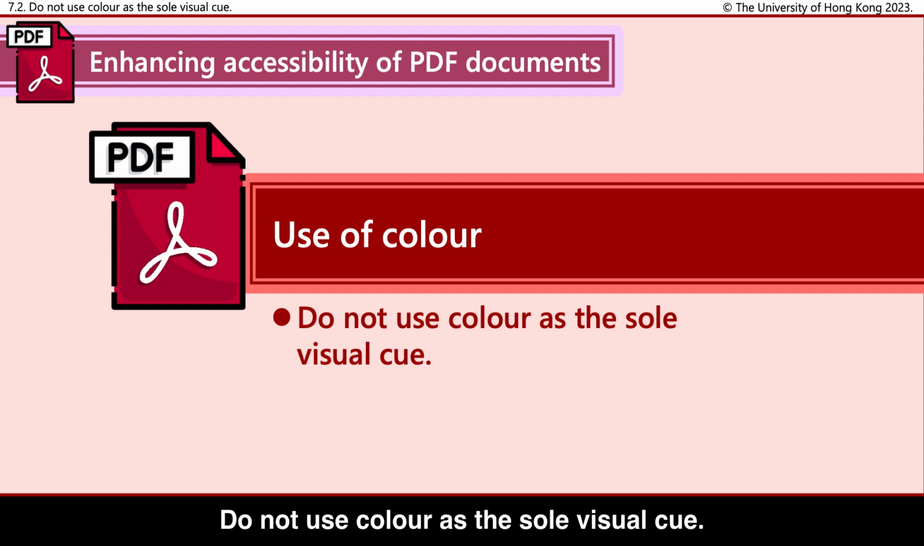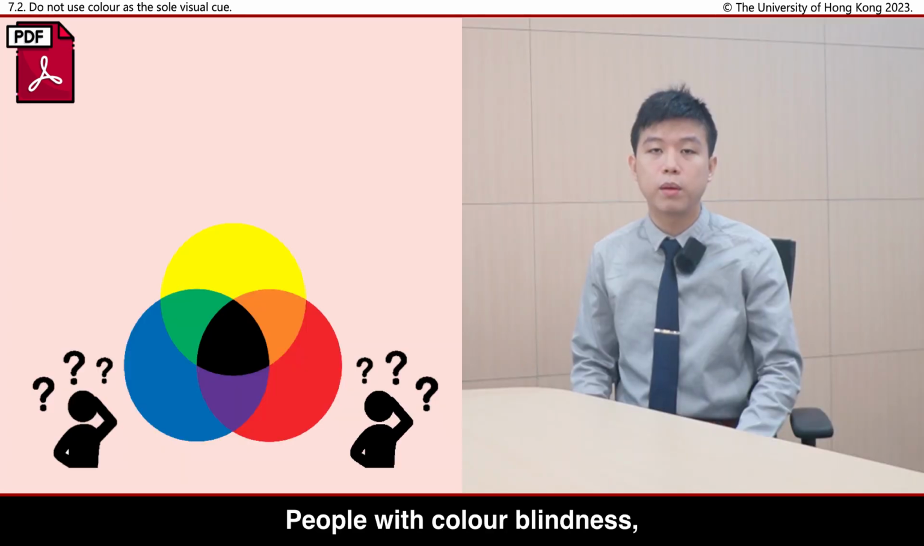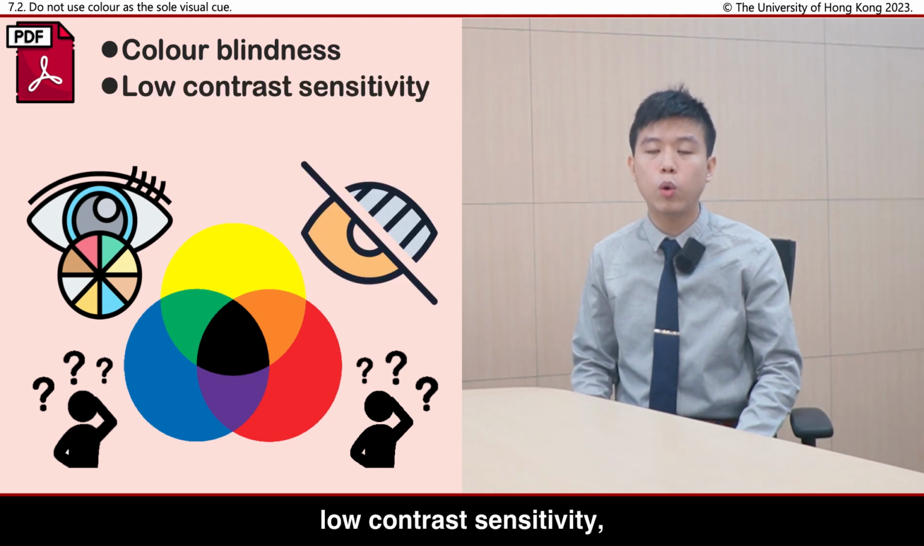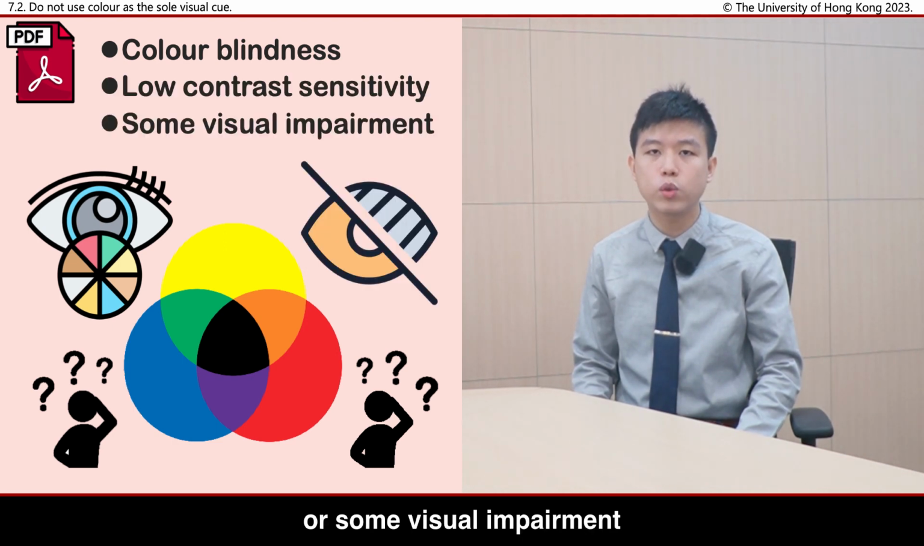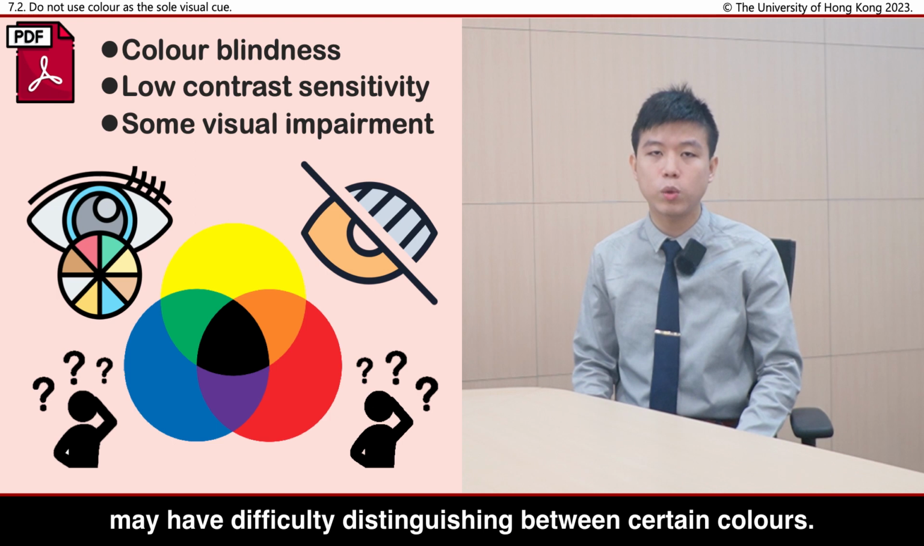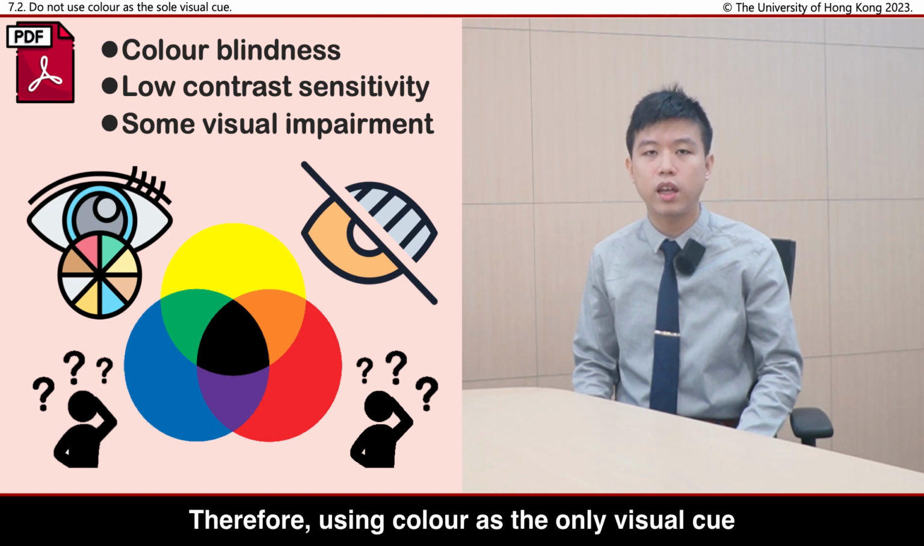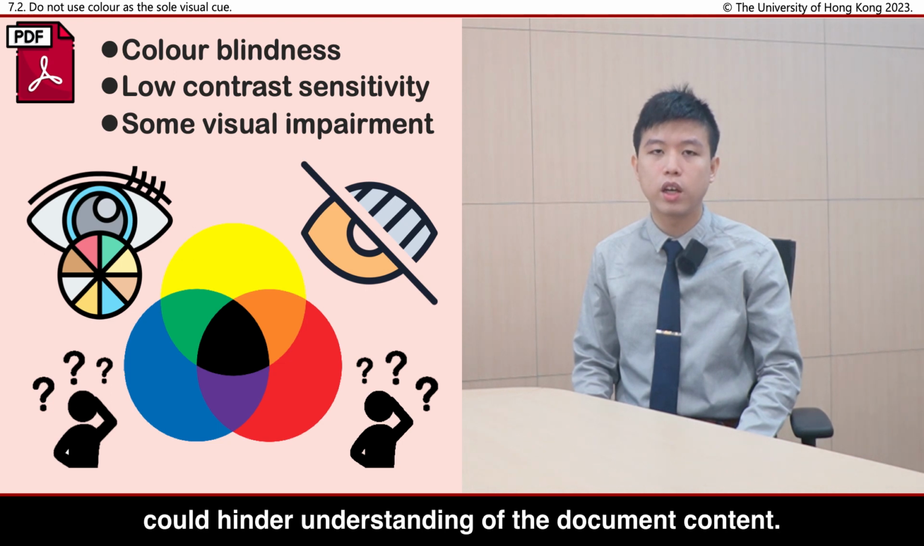Do not use color as the sole visual cue. People with color blindness, low contrast sensitivity, or some visual impairment may have difficulty distinguishing between certain colors. Therefore, using color as the only visual cue to convey important information could hinder understanding of the document content.